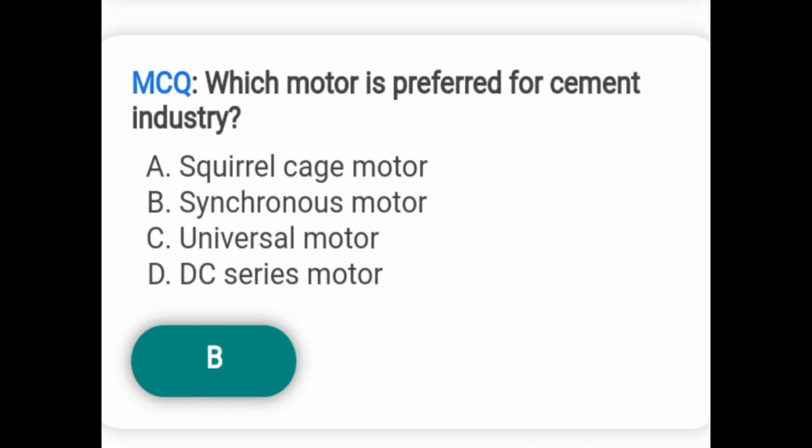Then the next question is which motor is preferred for cement industry? Squirrel cage motor, synchronous motor, universal motor, DC series motor. So the synchronous motor is preferred for cement industry, means the answer is option B.